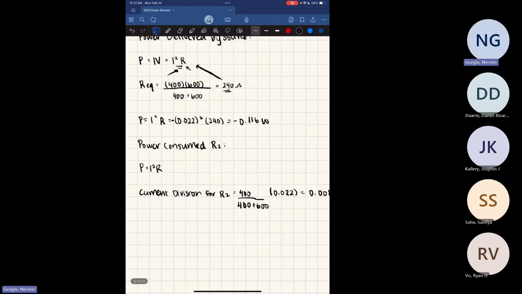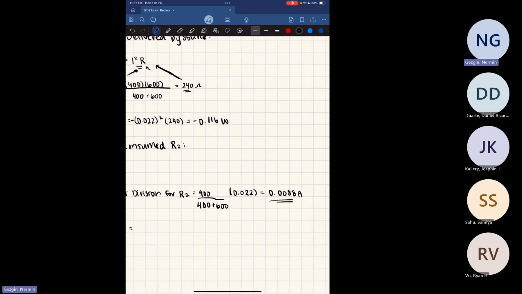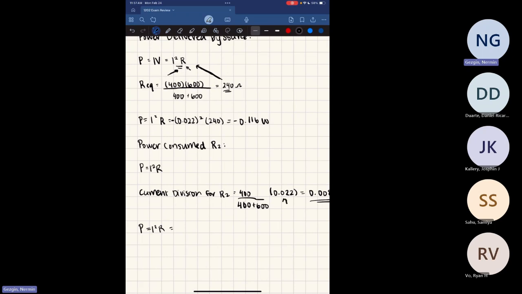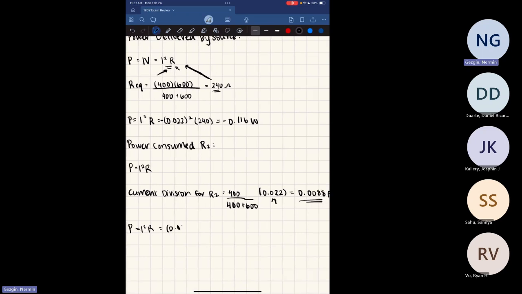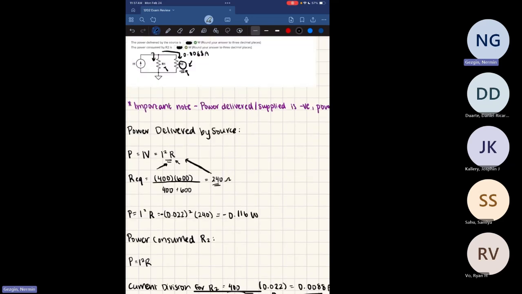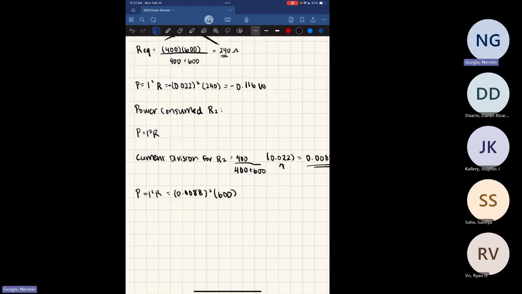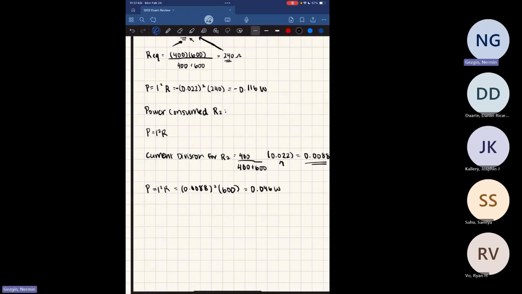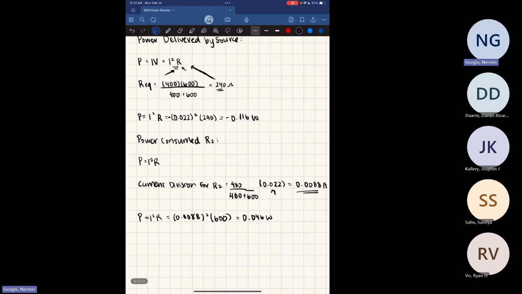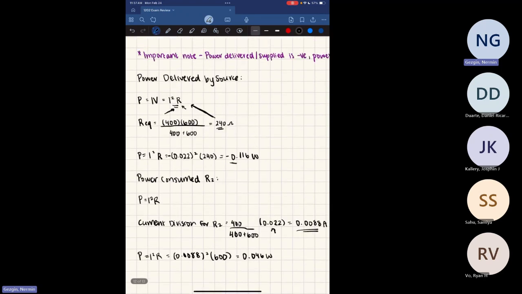So that means 0.0088 amps are going into this resistor right here, into R2. So now that we have that, again, we just use the power formula. And this time we're going to be using this current. So not this one. We're not using this one. So we do 0.0088 squared times the resistor value of R2, which is equal to 600. So we multiply this by 600, and we get 0.046 watts. Here our answer is positive because this is the power that's being consumed, but here our answer is negative because it's the power delivered. So positive, negative. Make sure you know this.